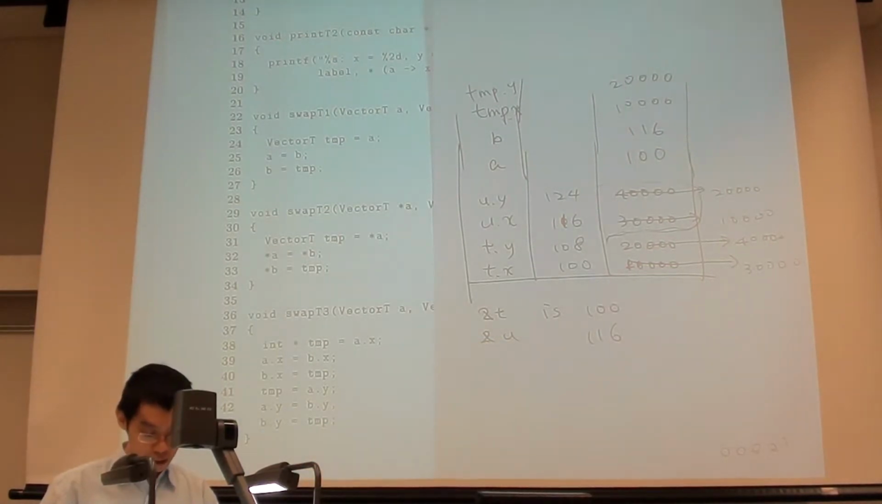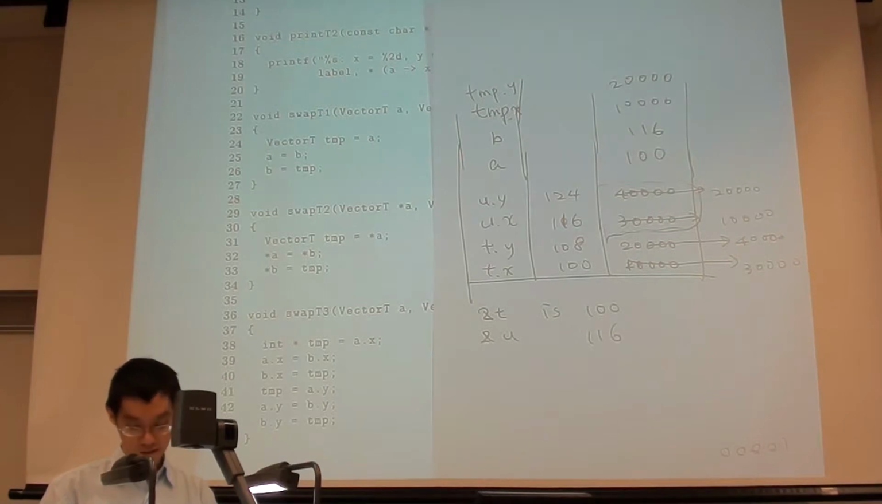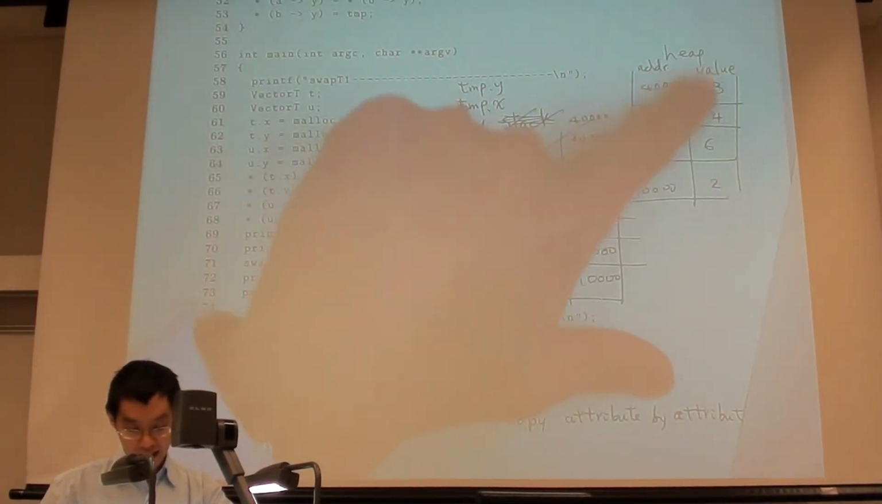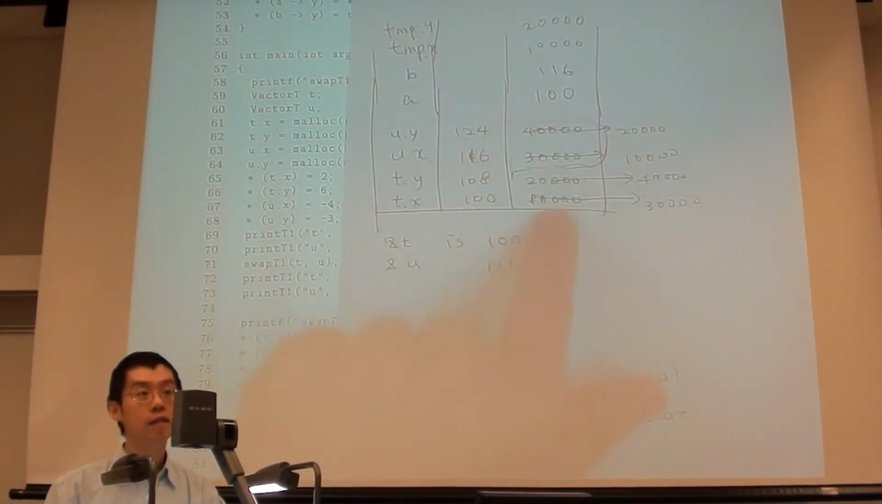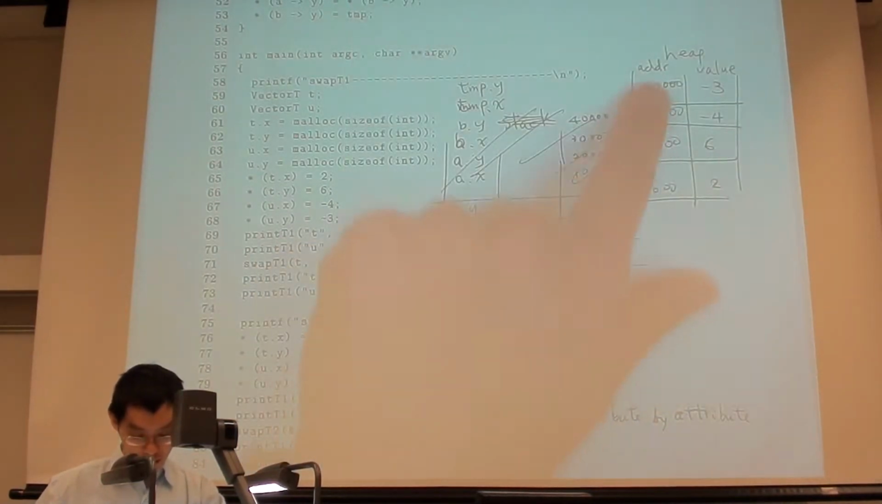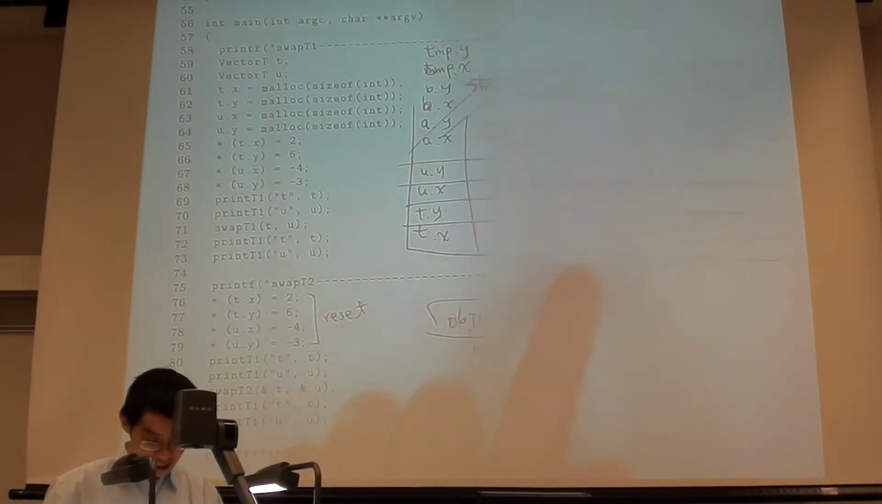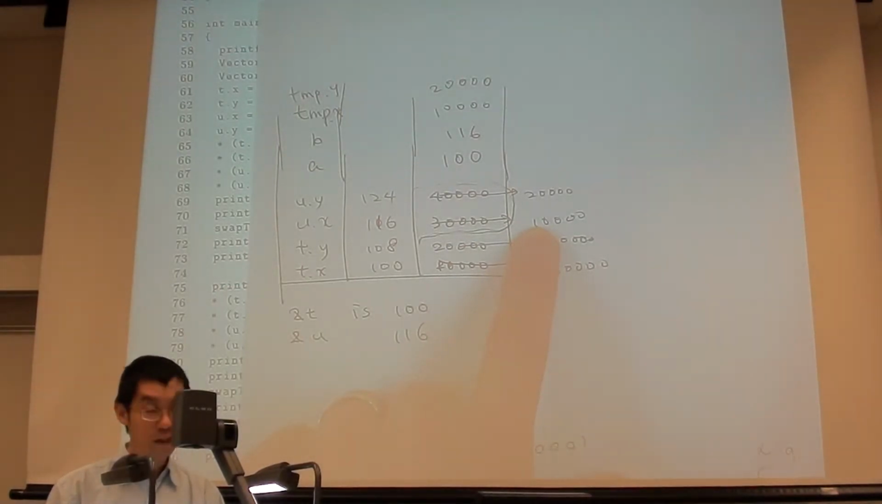So I have switched the value in the pointer. I have not changed the value at that address. I changed the value of the pointers. I have not changed the value there. Therefore, when you print T and U, if you want to print T, it's going to print the value as 30,000 and 40,000. If you want to print U, that will be the value of 10,000 and 20,000.